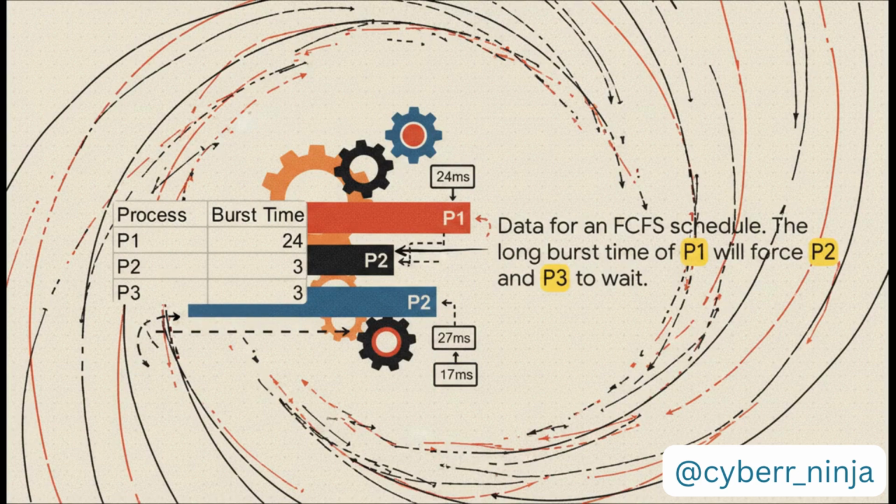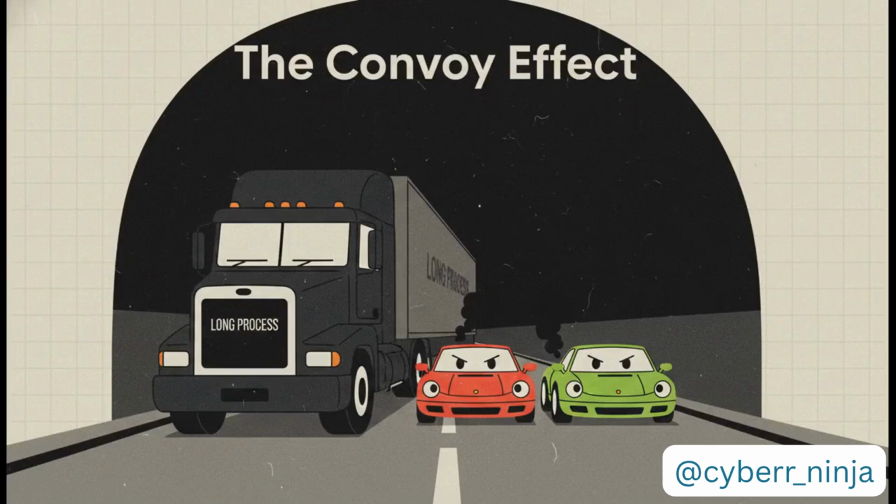That means poor P2 has to wait 24 milliseconds just to start, and P3 has to wait a full 27 milliseconds. If you average that out, the average waiting time is a whopping 17 milliseconds. That's not great. And this reveals the huge, glaring flaw in FCFS. It's called the convoy effect. It's like being stuck in a single-lane tunnel behind a giant, slow-moving cement truck. Everything just grinds to a halt behind it.